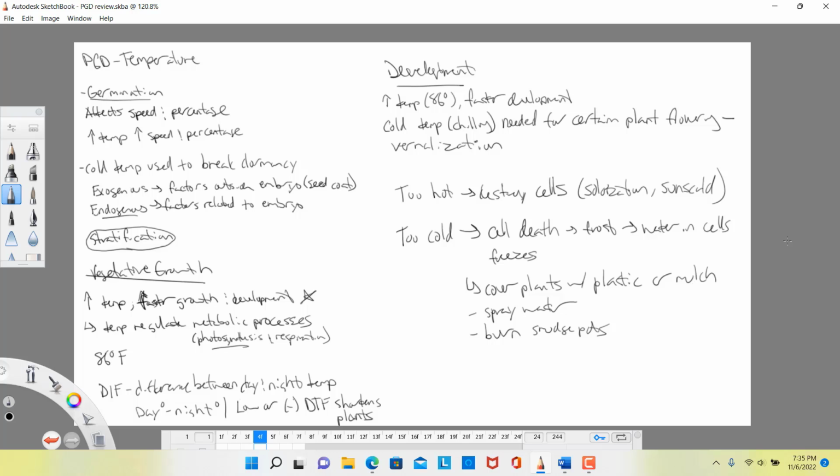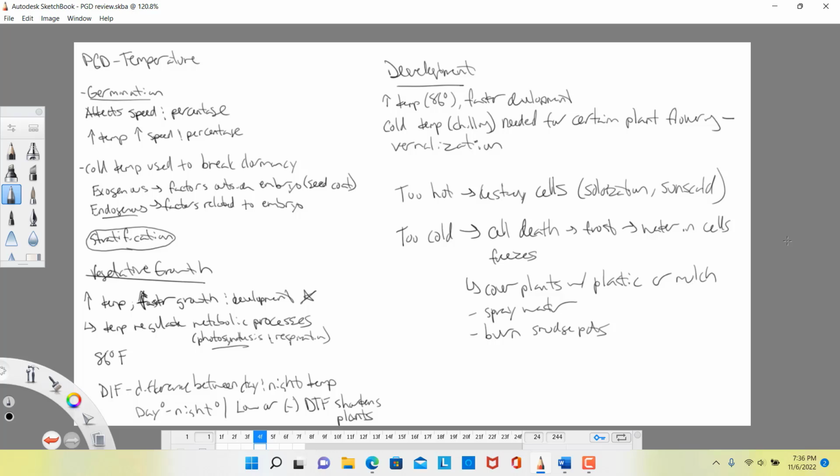And lastly, we looked at what happens if it's too hot or too cold. Both are bad, right? If it gets too hot, it can destroy cells. We said solarization and sun scald were 2 examples of that, but essentially the temperatures get too high and they destroy cells and destroy plant tissues. Too cold has the same effect. It'll lead to cell death. You can often see this at the end of the year or maybe early on in the year when you have a frost that develops, like at nighttime, temperatures get real cold and you get a frost that develops.